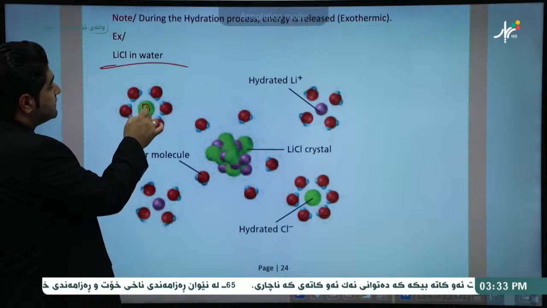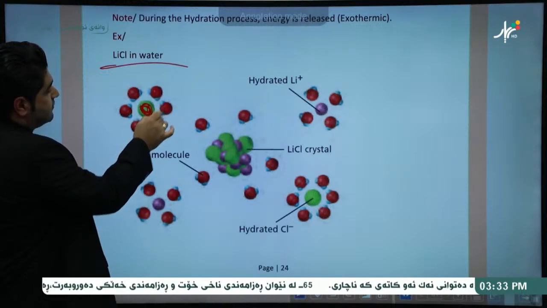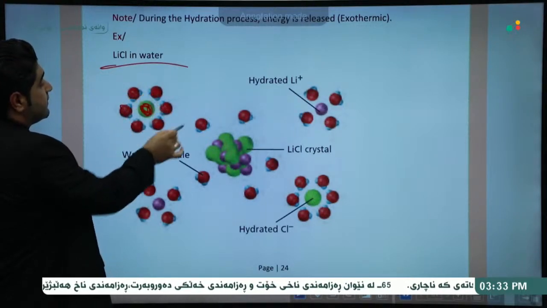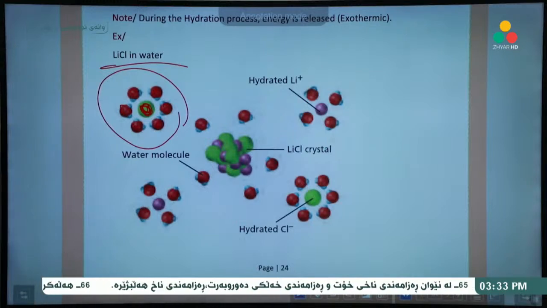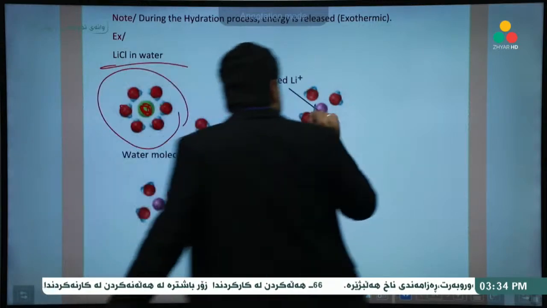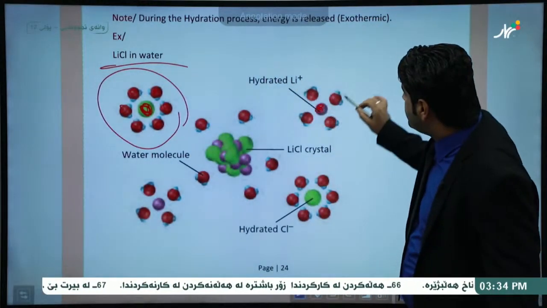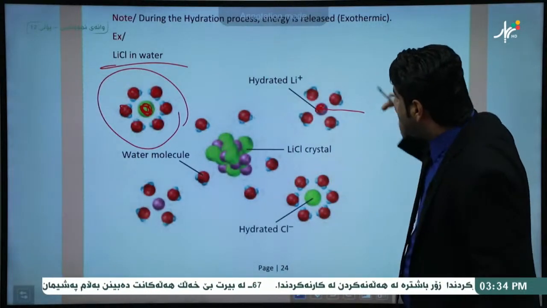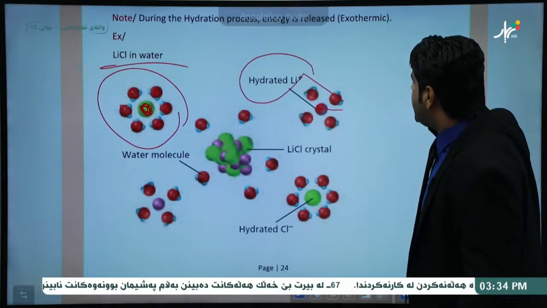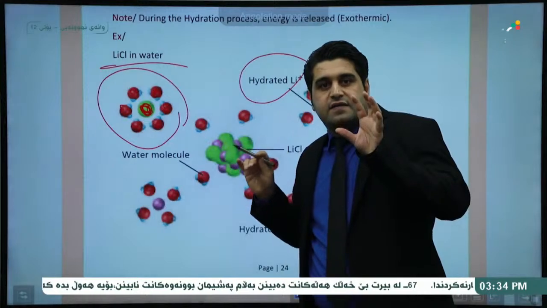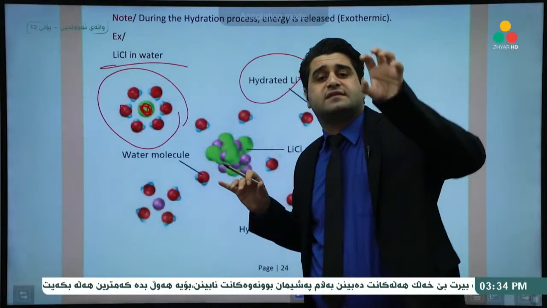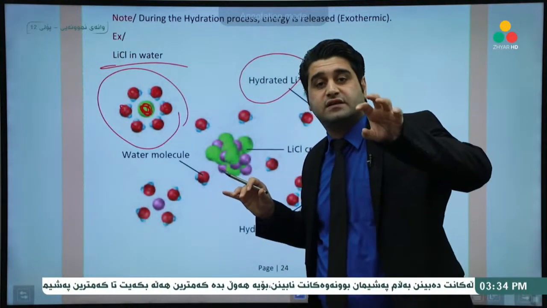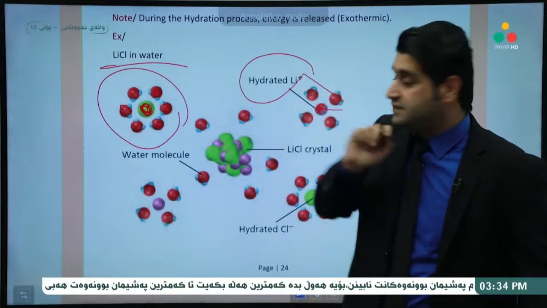So they will be surrounded by water. The process is hydration: dissolving any substance in water to form an aqueous solution. This is hydration. But the particle which is surrounded by water is called hydrated. Hydrated means any particle, any ion, that is surrounded by water. Surrounded by what? Water. So it will be hydrated.